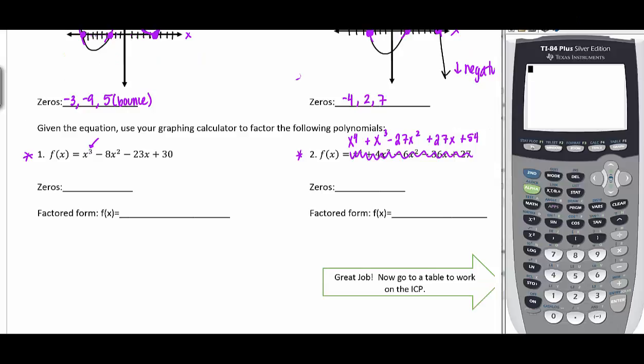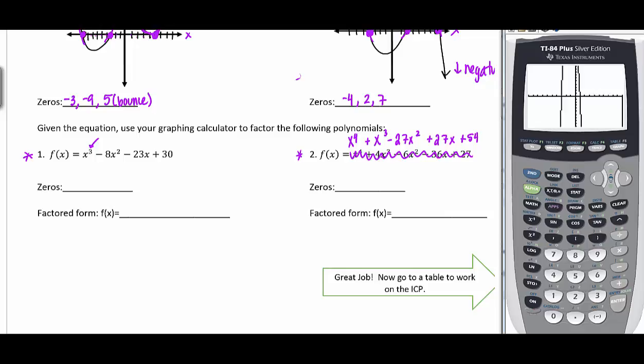I'm going to go to my calculator, go to y equals, and you may need to hit the clear button to clear it out. And we're going to type in this function right here. So x to the third minus 8x squared, we use that caret key for an exponent, minus 23x plus 30. And then I'm going to go zoom 6 to look at that good standard graph.